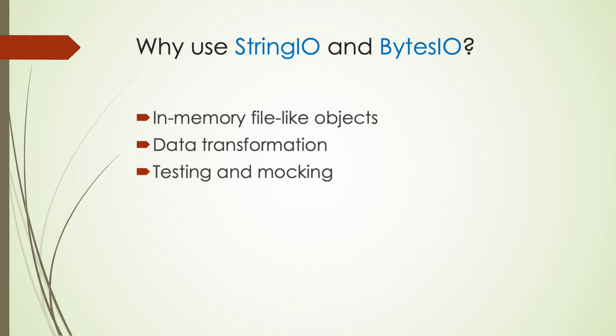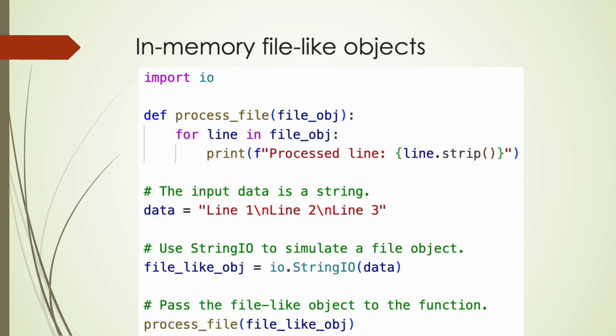Finally, they are also useful for unit tests where you need to simulate file operations without creating actual files on disk. Suppose you have a function that processes file input, but you have your data as a string. In this case, we can use StringIO to simulate a file-like object and pass it to the function. In this way, we don't need to save the data to an actual file on the disk. This is particularly useful when working with string data generated at runtime.